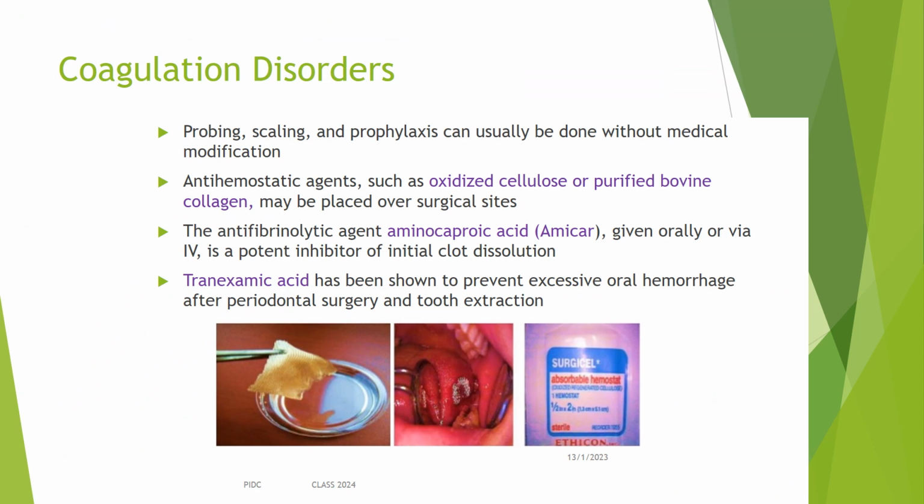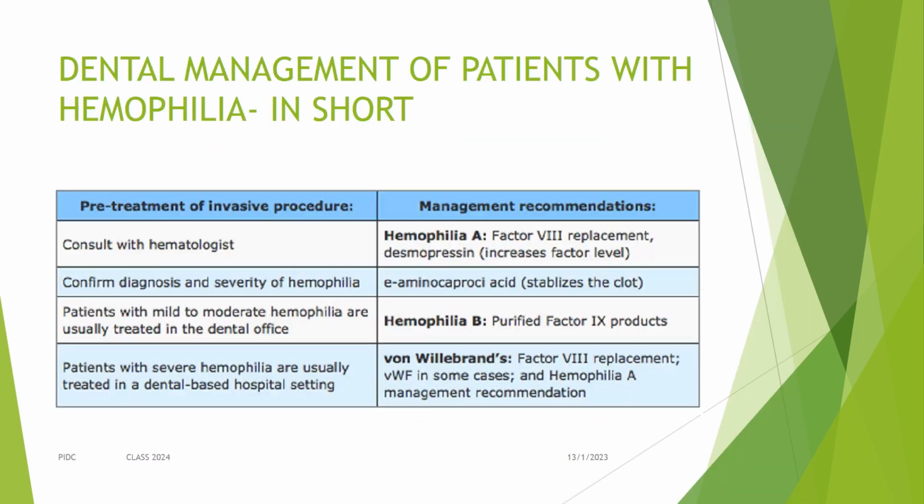So next, coming on to the measures which you take in the dental site, what can be done? Probing, scaling, and prophylaxis can be done without any medical modifications. Anti-hemostatic agents such as oxidized cellulose or purified bovine collagen may be placed over the sites. The antifibrinolytic agent, the E-aminocaproic acid, can be given orally or via IV as a potent inhibitor of initial clot dissolution. Tranexamic acid has been shown to prevent excessive oral hemorrhage after periodontal surgery and tooth extraction.